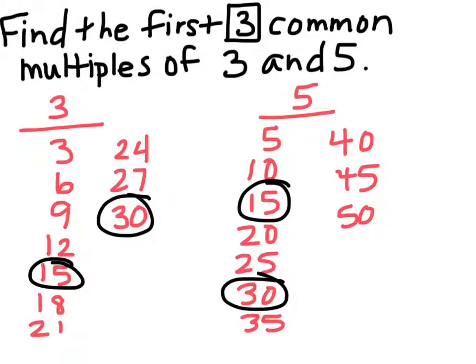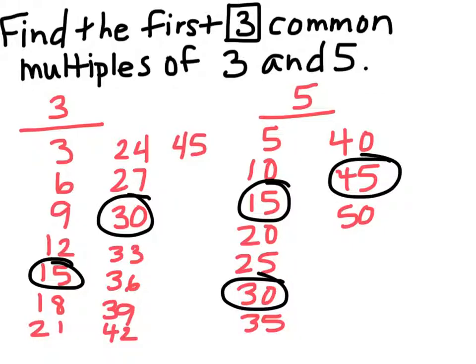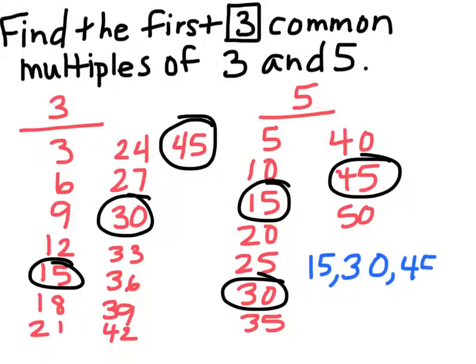So let's go back and add more multiples under 3. 33, 36, 39, 42, 45. Up, 45. I recognize that. 45 is a multiple of 5. It's also a multiple of 3. So here are our first 3 common multiples. They are 15, 30, and 45.